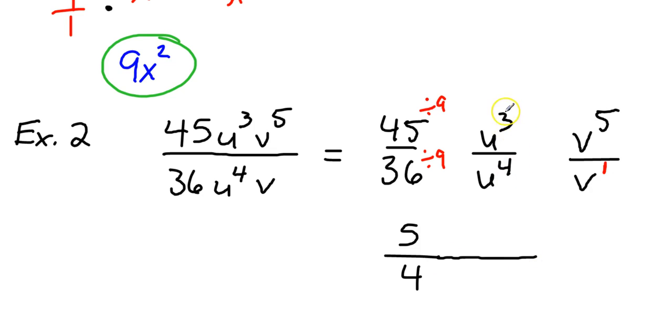Okay, u^3 and u^4. Subtract 3 and 4. That's 1, right? But the bigger power is in the bottom, so the leftovers have to be in the bottom. So you need a u to the first, or just a u, in the bottom. Okay, so we can take that one out because I don't think they'll let you put that in the answer.